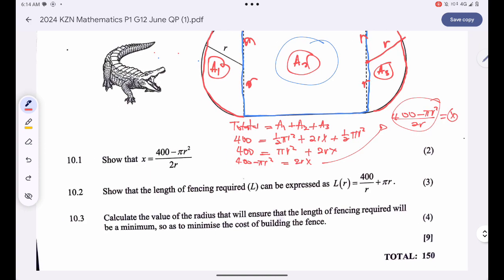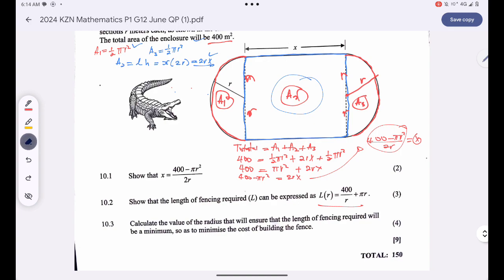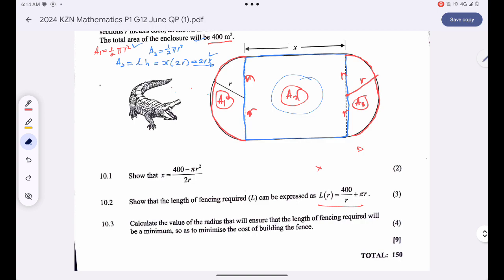Okay, and then I'm supposed to show that the length of the fencing L can be expressed as this over there. The length of the fencing. They just want us, guys, to find the perimeter of this entire shape. How can we do so? The perimeter of our entire shape should be simple.